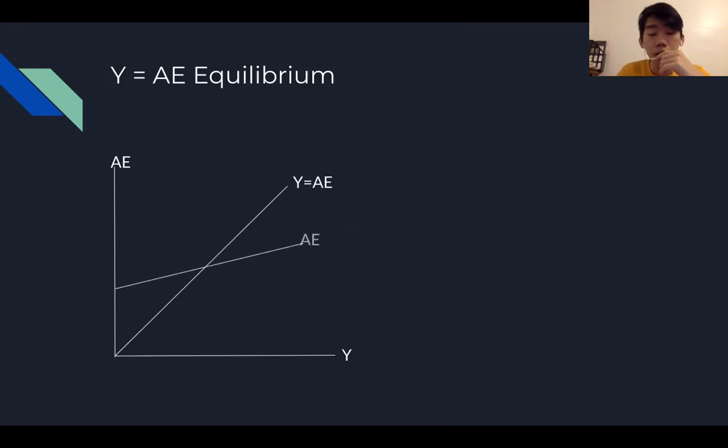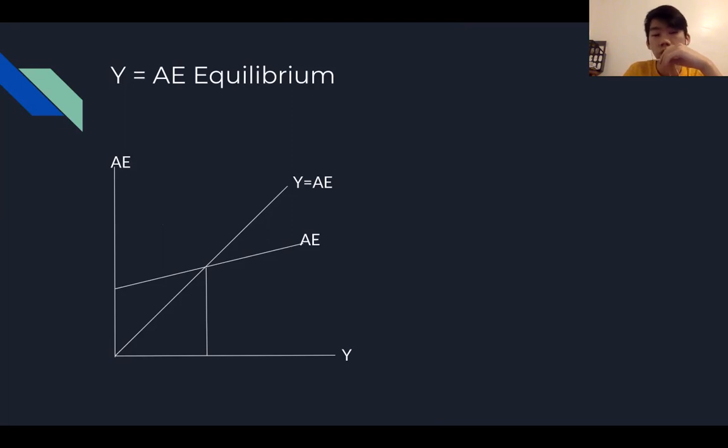Then we have our actual aggregate expenditures line, and we have our equilibrium. So in this case, it's actually not too hard to derive it. You just draw your lines and then find equilibrium. Equilibrium is right in the middle. But what happens if y is not equal to AE?